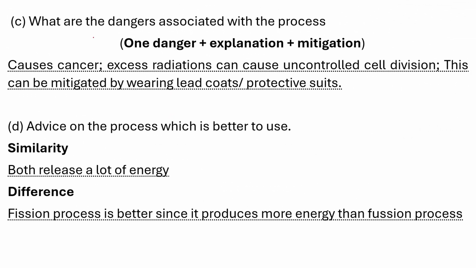Now when they ask you the danger, they only want one danger, explain, mitigate it. So causes cancer, how? Radiations cause uncontrolled cell division. That's how cancer comes about. Then mitigation, wearing lead aprons. Let's look at the advice.